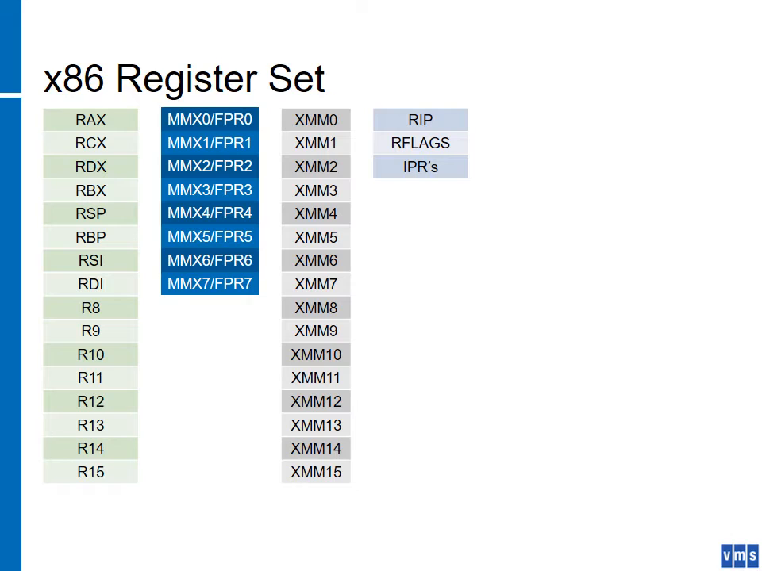Then we have the instruction pointer, RIP, the flags register, and again a whole bunch of internal processor registers that the operating system uses to interface with the CPU.